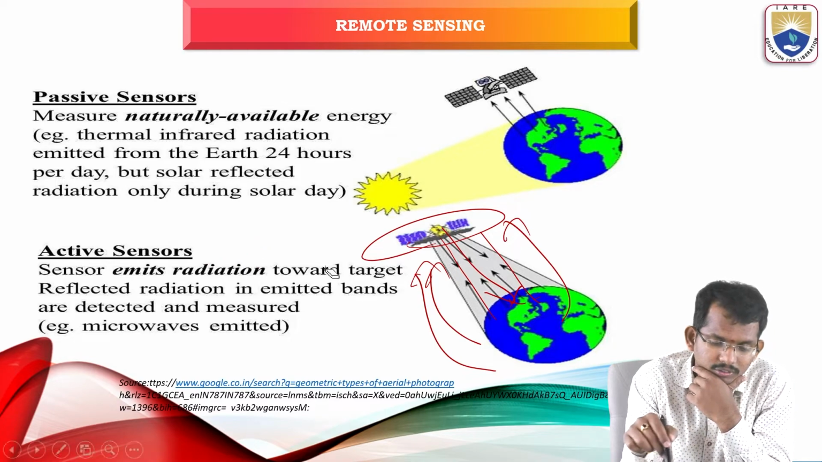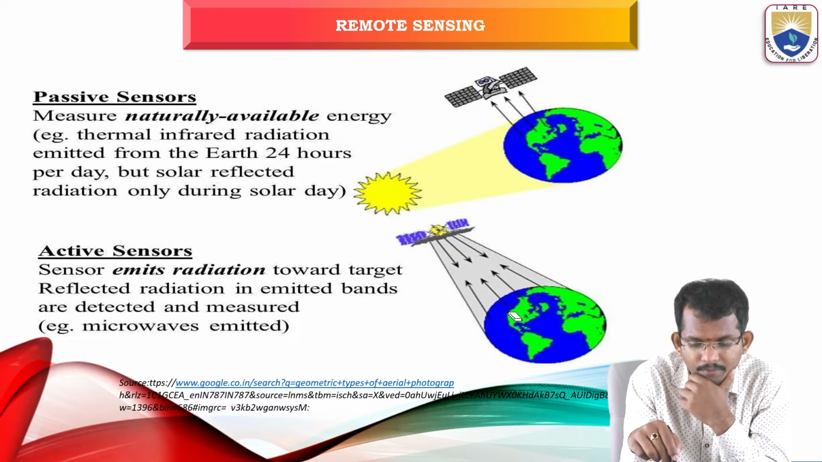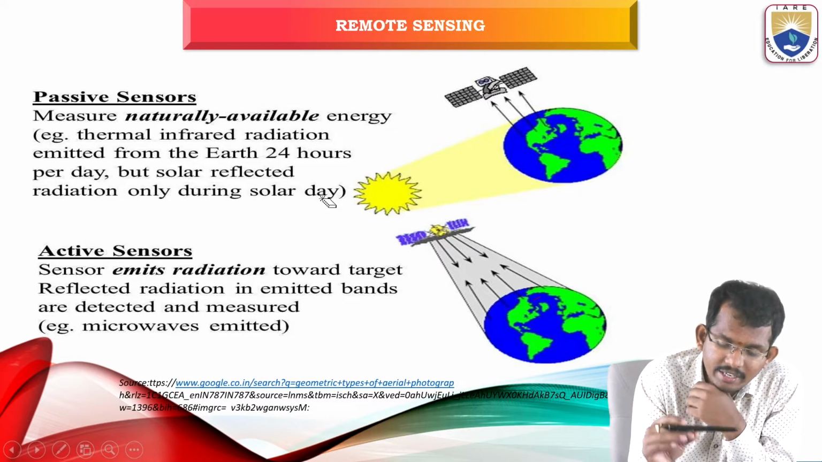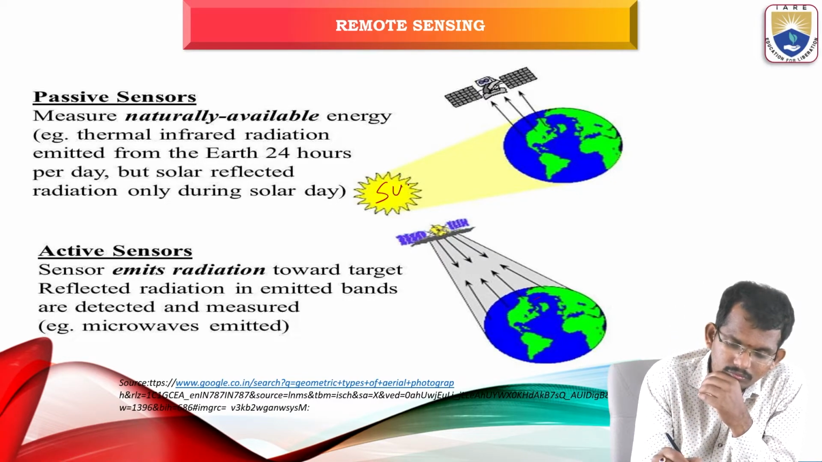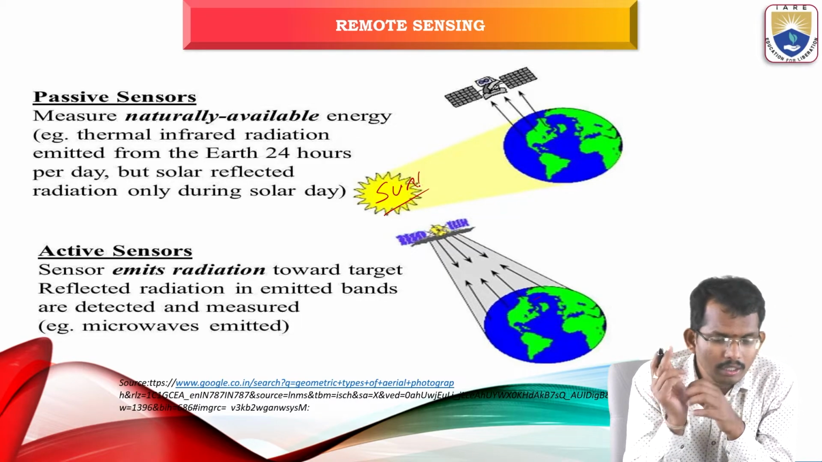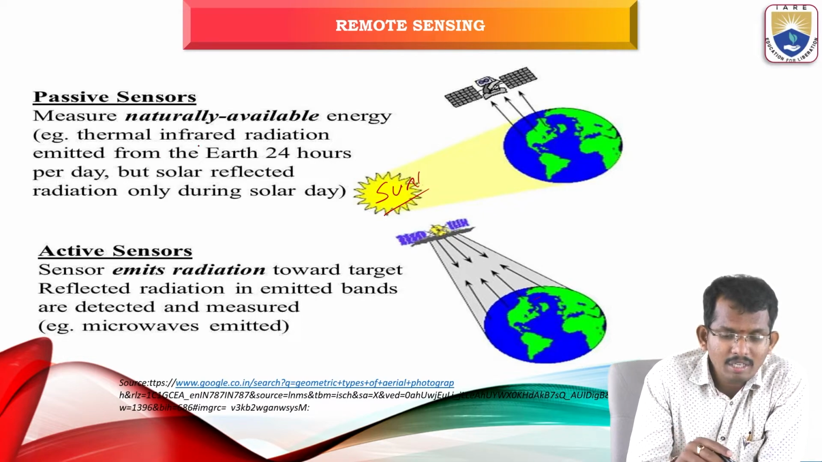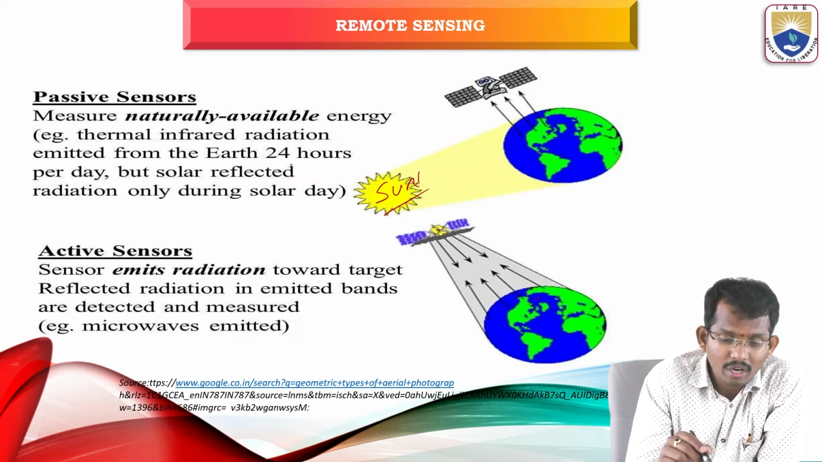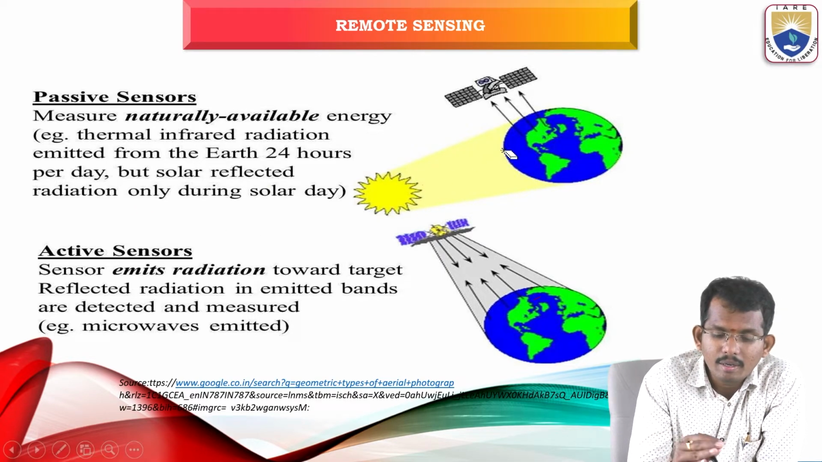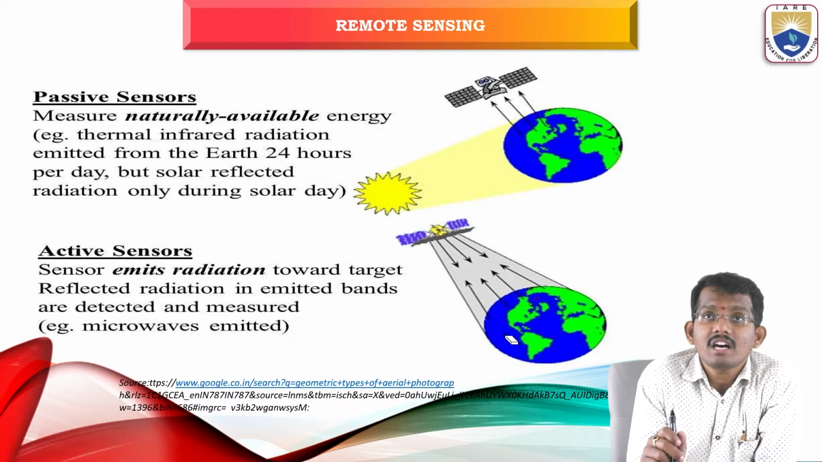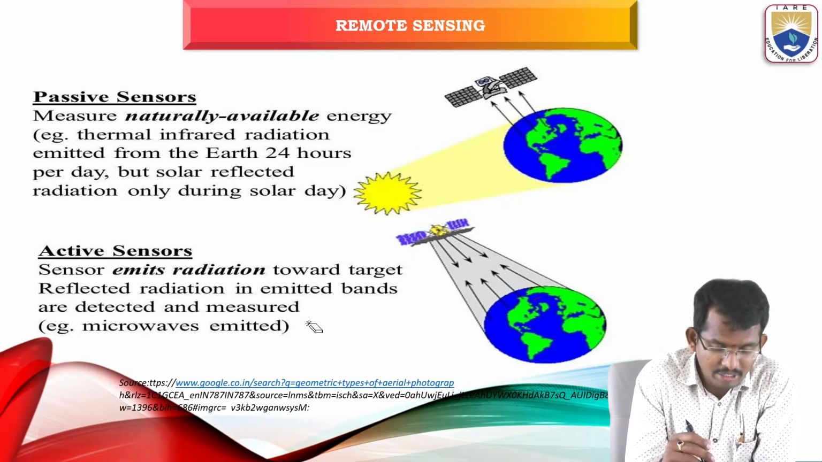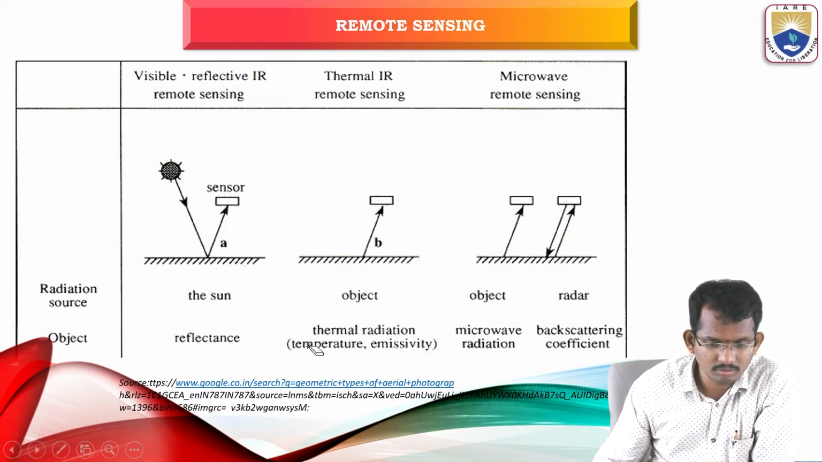For example, microwaves emitted from the source. Whereas in passive remote sensing, sunlight provides the radiation. It measures naturally available energy, that is sunlight, and thermal infrared radiation emitted from the earth 24 hours per day, but solar radiation only during the solar days. So thermal and solar are represented in passive remote sensing, whereas sensors emitting microwaves are present in active remote sensing.